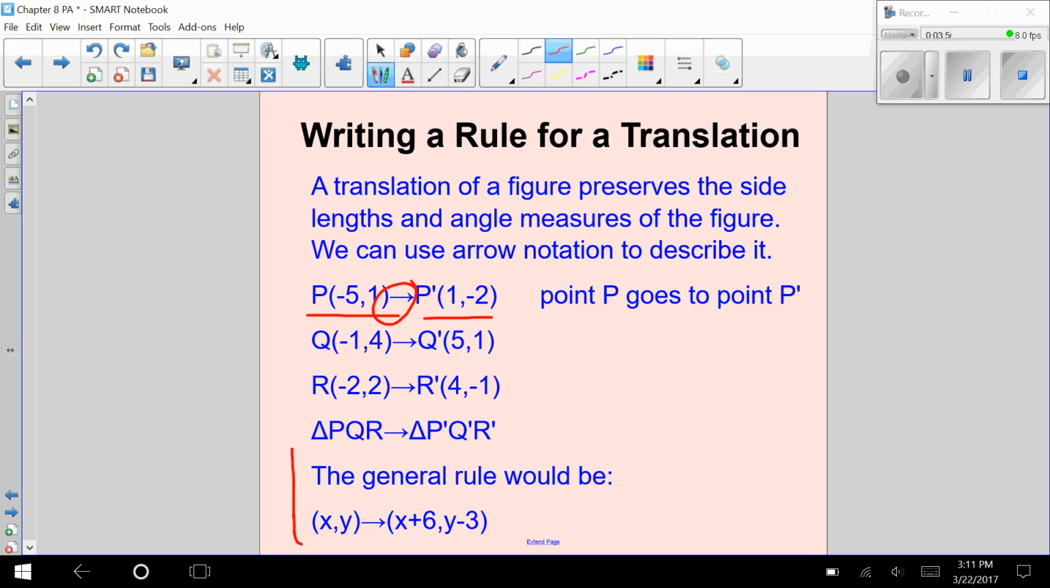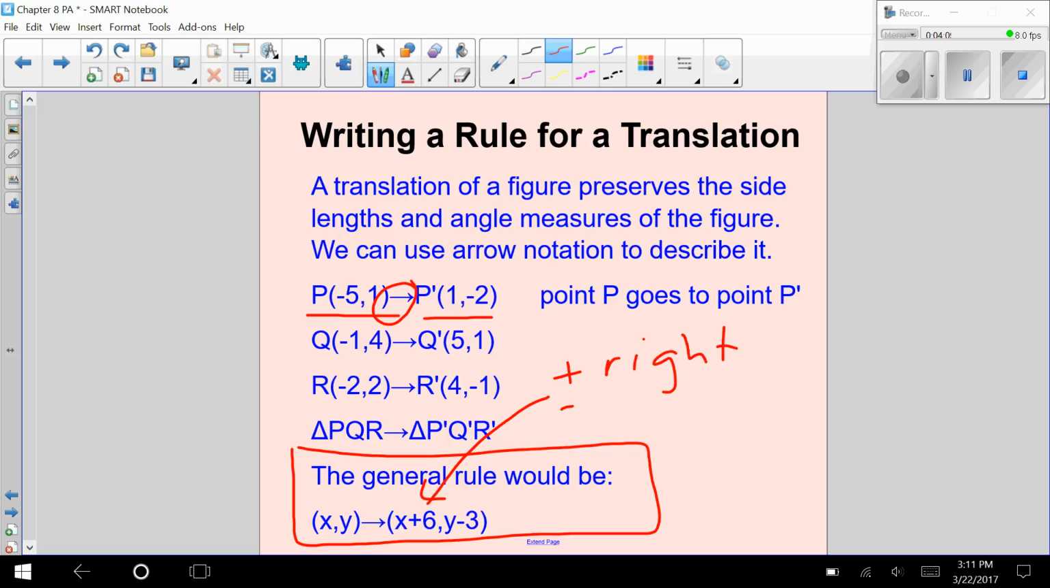But the most important thing is our general rule. For the general rule, we always write (x, y) goes to, so this first part will always be the same. The second part is where we write our rule. If x has plus a number, it moves to the right. If it has minus a number, it moves to the left. And similarly with the y, if it has plus, it moves up, and minus moves down. The number with the x or the y is how many units it moves in that direction.